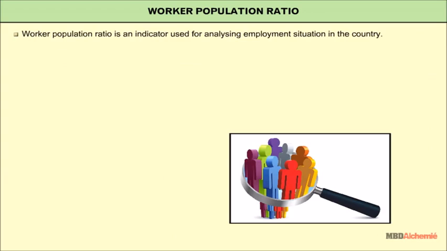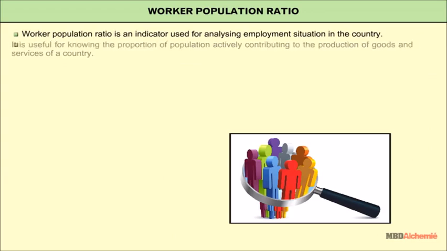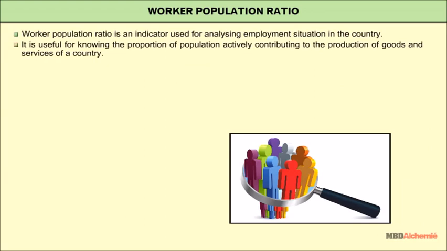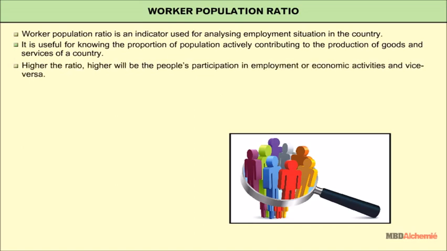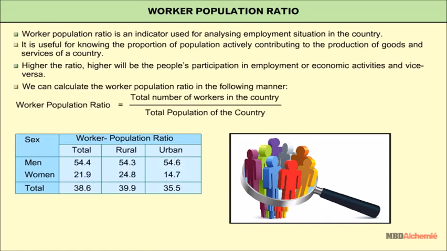Worker population ratio. Worker population ratio is an indicator used for analyzing the employment situation in the country. It is useful for knowing the proportion of population actively contributing to the production of goods and services of a country. The higher the ratio, the higher will be the people's participation in employment or economic activities, and vice versa. We can calculate the worker population ratio in the following manner. The table shows the worker population ratio of India in 2009 and 2010.